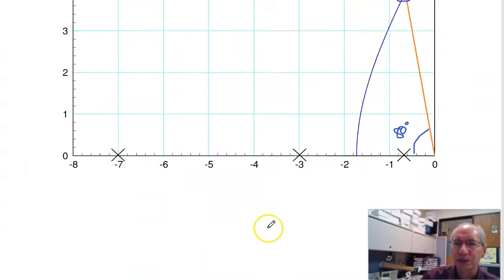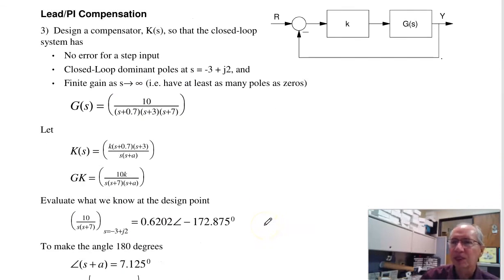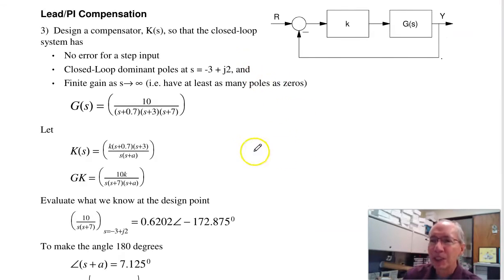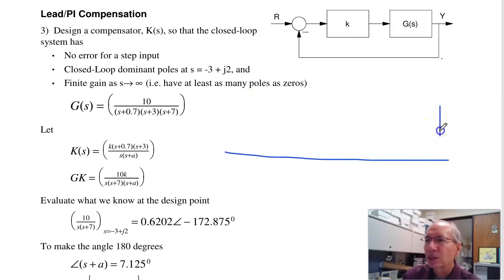That's problem number 2. Problem 3 says design a compensator to give me no error per step input and put the closed loop dominant pole at minus 3 plus j2. So in that case, I start with the poles at minus 0.7, minus 3, minus 7. I want to put the closed loop pole right here at minus 3 plus j2.